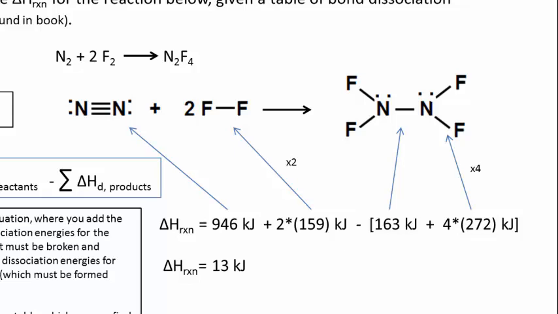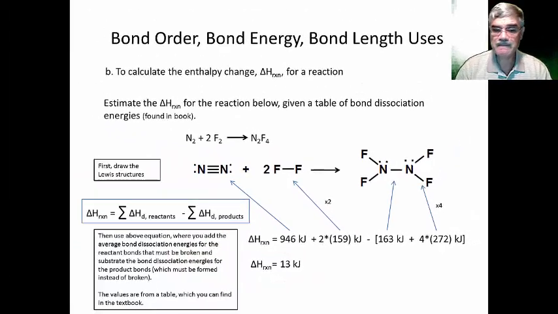But when I add the bond dissociation energies for the reactants minus the bond dissociation energies for the products, multiplying by how many bonds I have to break or make in each case, I then add that all up to get the delta H of the reaction. And in this case, it turns out to be 13 kilojoules.